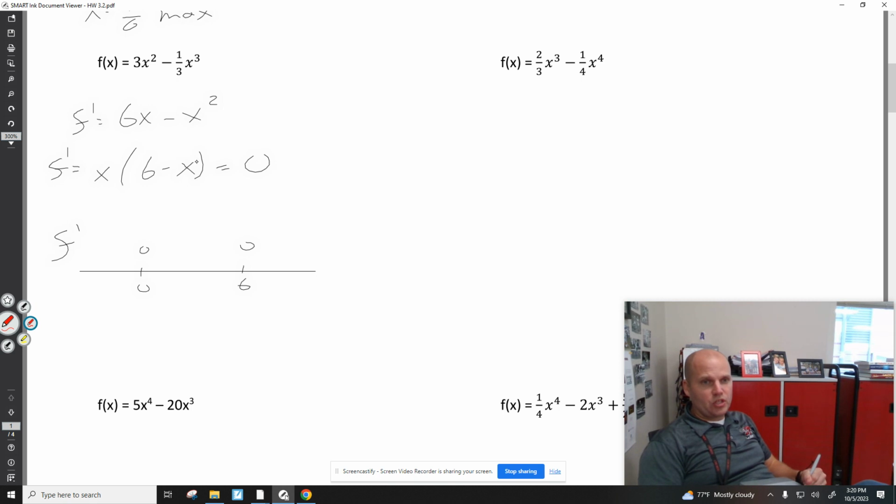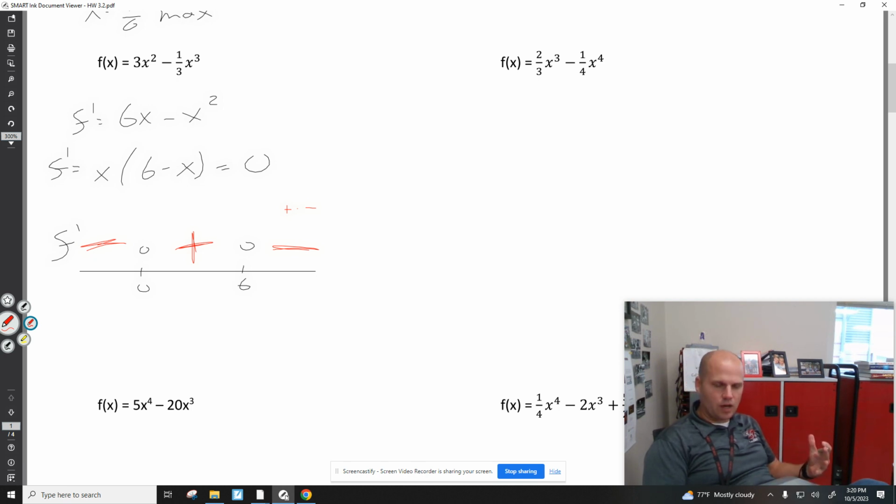Now, the multiplicities are both 1. So watch what I could do. I could start all the way here to the right when I plug in 7 or 8 or 9 or 10. Positive 6 minus 7 is a negative. So positive times a negative, I know I got a negative. Cool. I know I have to change signs. Why? Because the multiplicities are all 1. If I'm to the right or to the left of 6, this is going to change signs. If I'm to the right or left of 0, this is going to change signs.